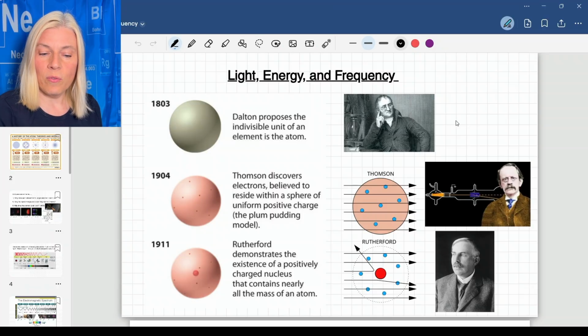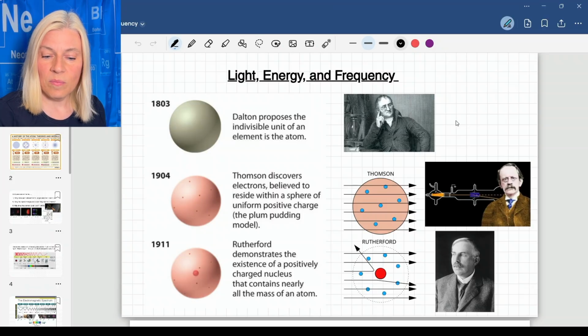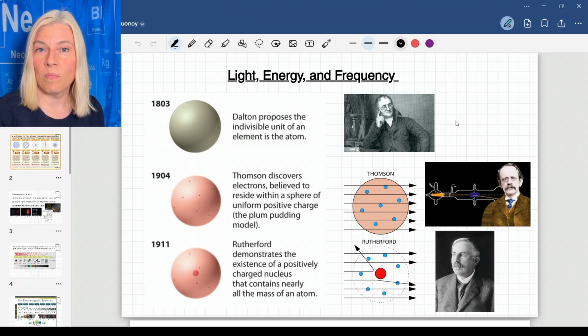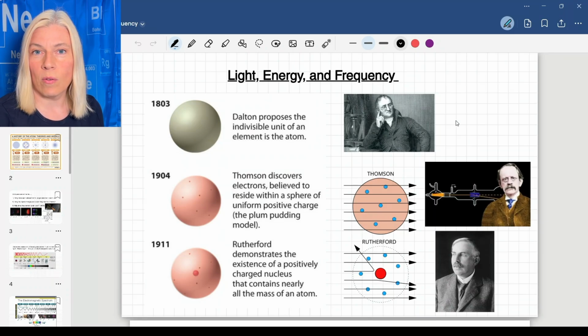So in 1803, John Dalton proposes his first model of an atom, Dalton's atomic theory, and he says that an atom is this indivisible, indestructible sphere. He actually used wooden balls to show what an atom looks like. So they are these little tiny solid spheres.